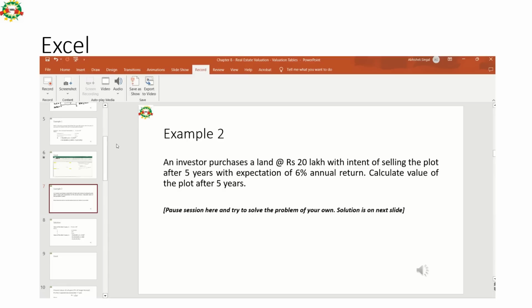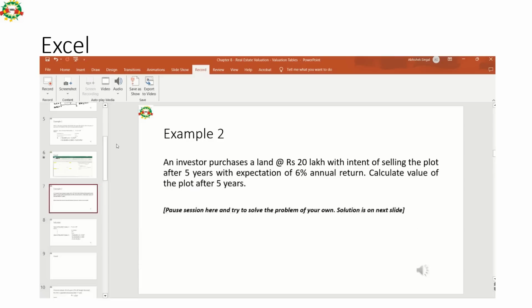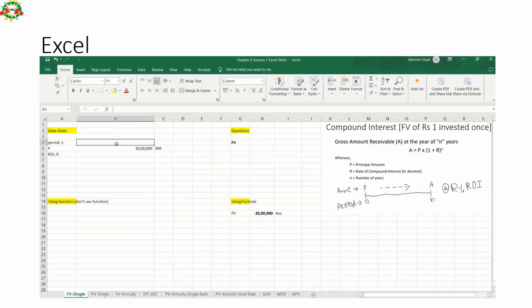First of all, an investor purchases a land of 20 lakh rupees. So P is principal amount, like initial investment, is 20 lakh rupees. So here P is 20 lakh, 0, 0, 0, 0, 0, 0. So this is the investment in INR. Then period is 5 years.